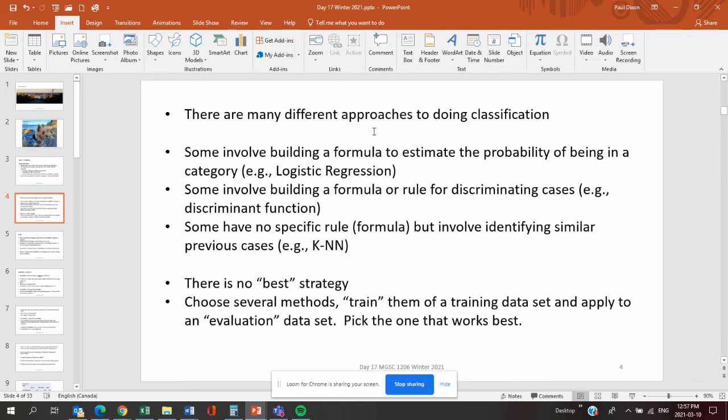In practice, we normally train each of our models on a data set, and then we keep a separate data set that we're going to evaluate the models with. We'll address that evaluation in a later lecture in chapter 11.